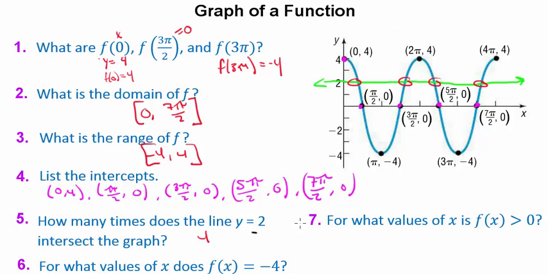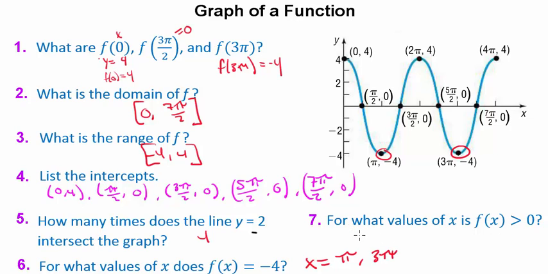Number 6, for what values of x does f of x equal -4? Now we're being asked to find the inputs that correspond to the output of -4. So we're looking for outputs of -4. I happen to have an output of -4 here and here. Again, if f of x is equal to -4, that means y is equal to -4. So we're talking about outputs, and x in this case is equal to pi and also 3 pi.